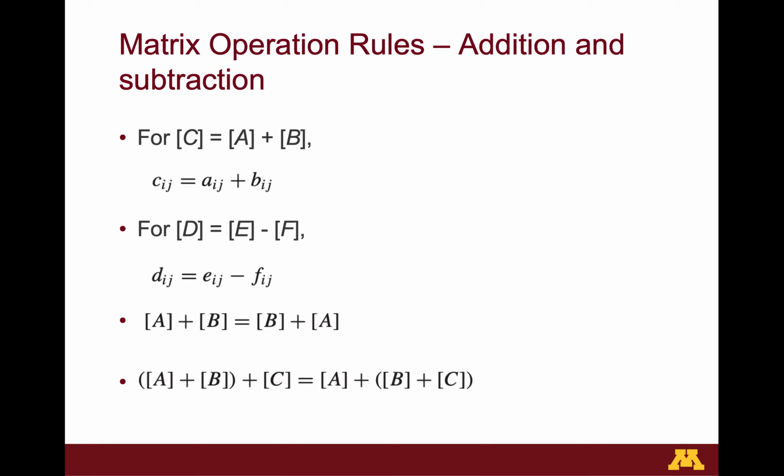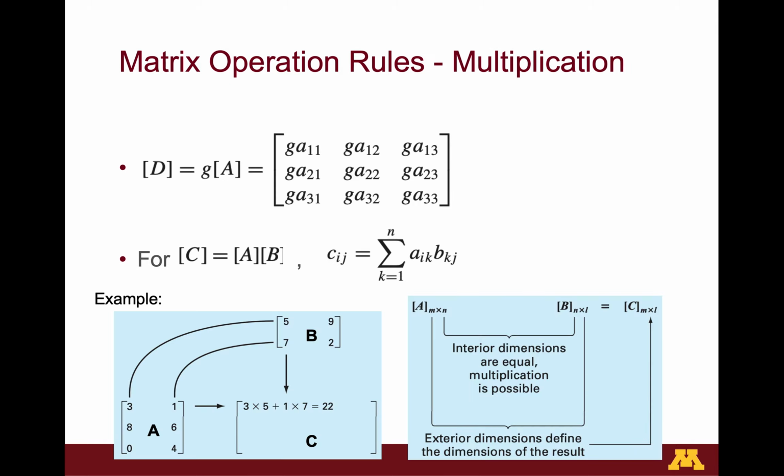And addition also follows the commutative property, which is A plus B equals B plus A. And addition also has an associative property, which means the addition of 3 matrices, A plus B plus C, is the same regardless of the grouping of the addends. The arranging of the parentheses will not change the results.